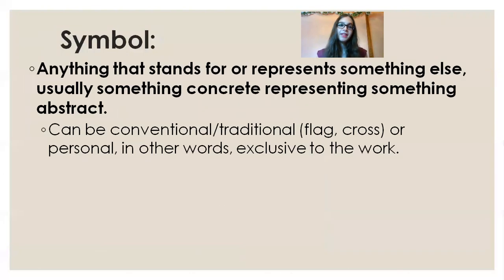A symbol is anything that stands for or represents something else, usually something concrete representing something abstract. So something concrete is something that you can pick up and hold. And something abstract is a little bit harder to get your hands on. So if you think about love, that's a very hard thing to picture. There's really nothing physical that can embody that idea.